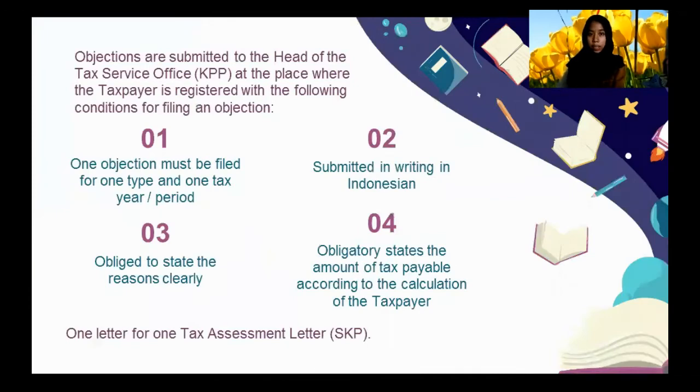Objections are submitted to the head of the tax service office at the place where the taxpayer is registered, with the following conditions for filing an objection. The first, one objection must be filed for one type of tax and one tax year or one tax period. The second, the letter is submitted in writing in Indonesian. The third, it is obligatory to state the reasons clearly. And the last, it is obligatory to state the amount of tax payable according to the calculation of the taxpayer. One letter for one tax assessment letter.